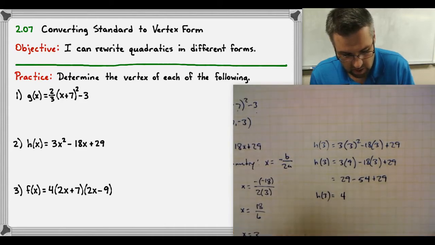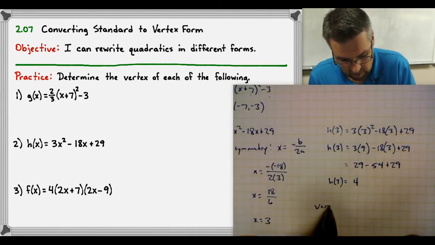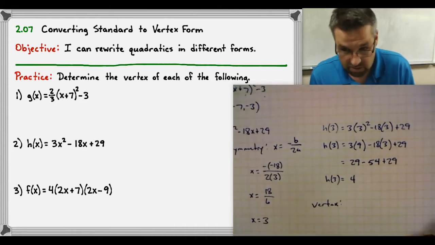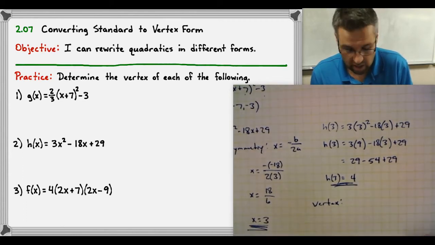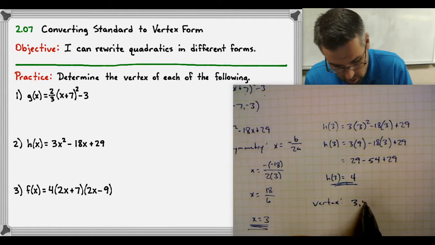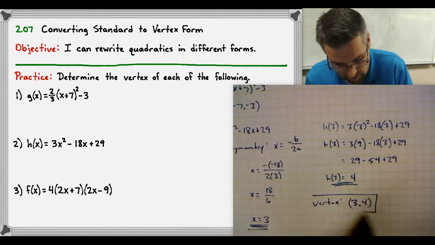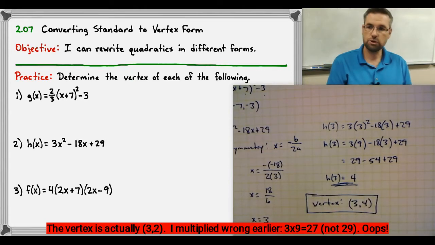So that tells me that my vertex, remember, is made up of my axis of symmetry and my max or my minimum value. So my vertex would be 3, 4. And that is my answer for number 2.